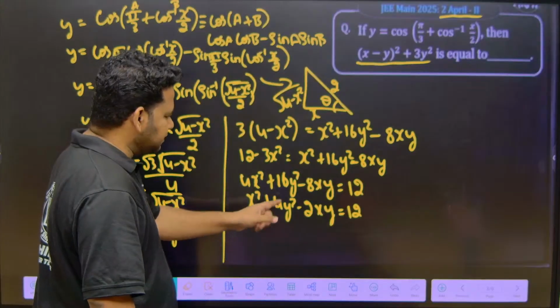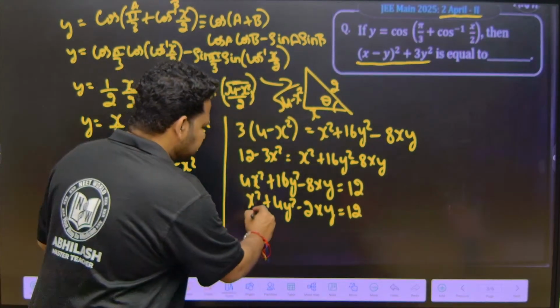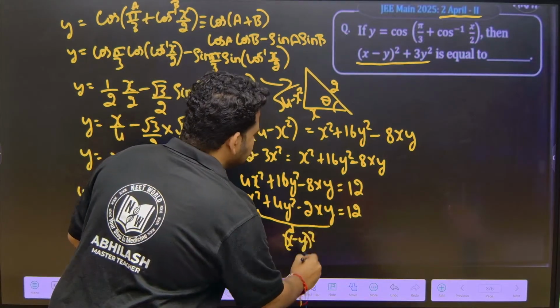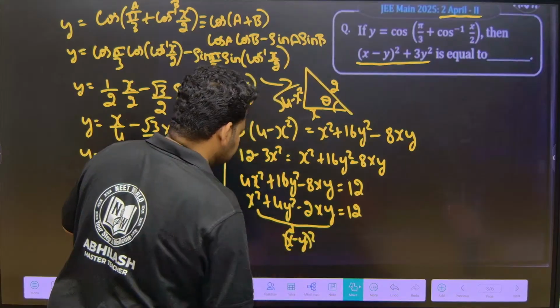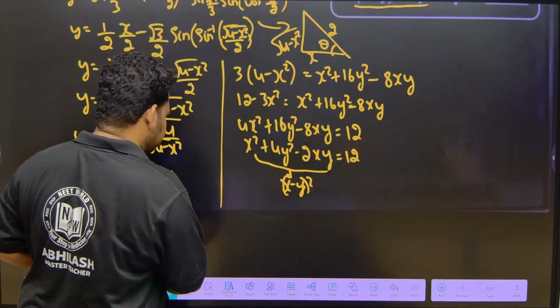So x square, so here we are having x minus y whole square. This term I want in terms of x minus y whole square, correct? Now, what I can do is some modification. This is my star step where I do some modification.